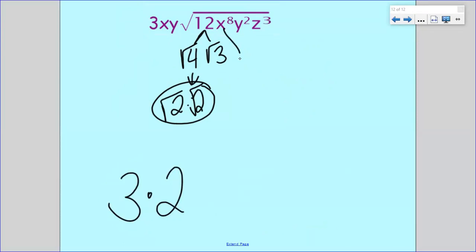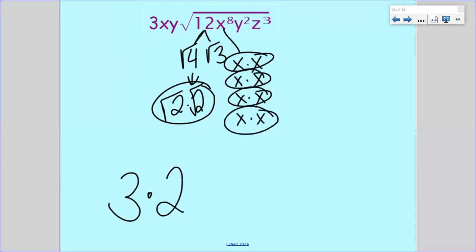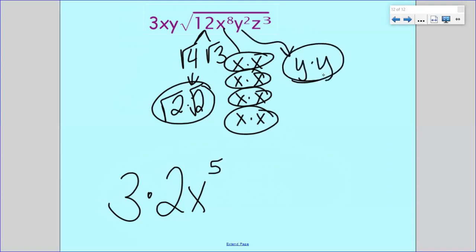X to the 8th. So that's 2, 4, 6, 8. That's 1, 2, 3, 4 pairs. But there's already an x out there, guys. So instead of 4, it's going to be 5. Y, there's 1, 2, there's one set in there, and there's another y there. So instead of it being just y now, it's going to be y and the y that's already there, so y squared. And lastly, z to the 3rd.